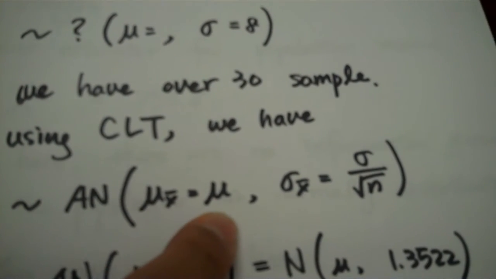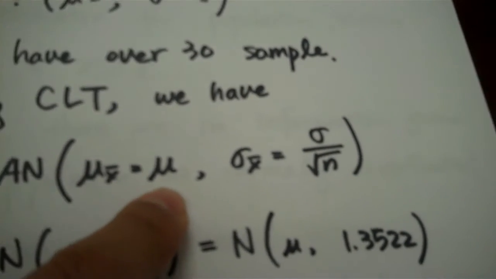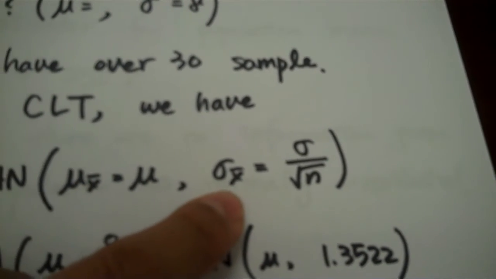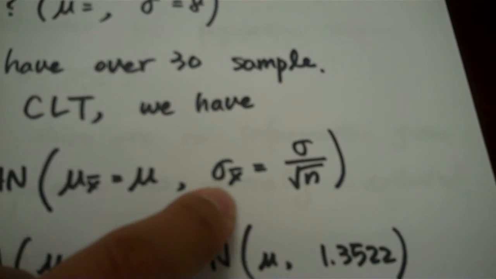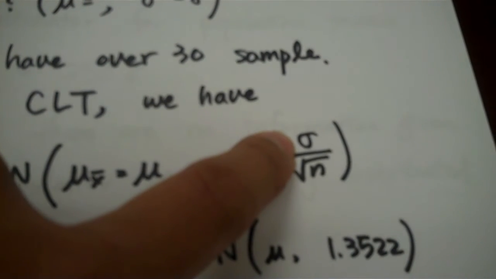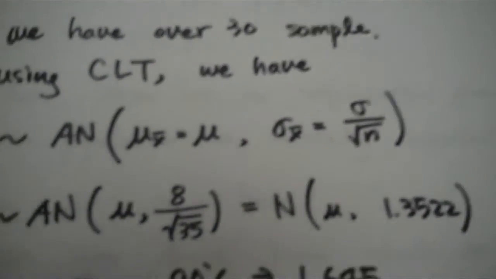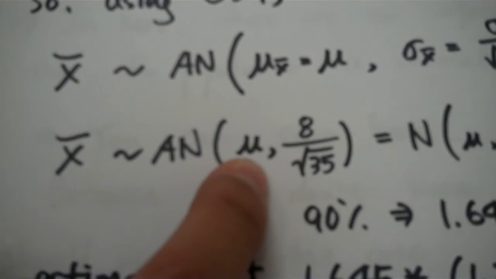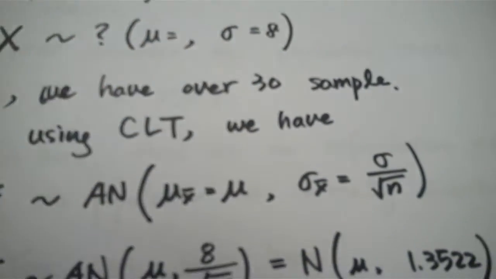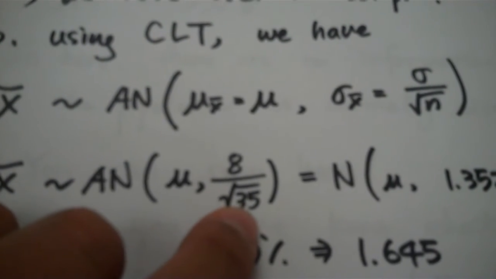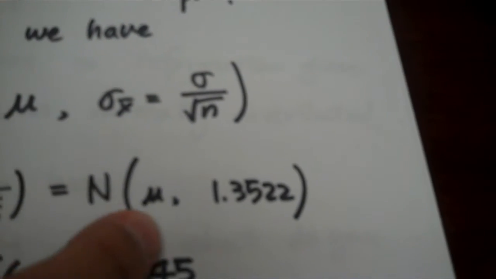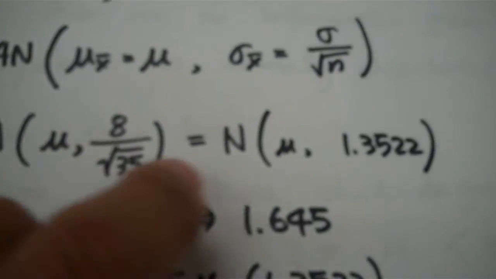The mean of the sample mean is the same as the population mean, and the standard deviation of the sample mean is the population standard deviation divided by the square root of the sample size. So X bar should follow a normal distribution with the mean we're going to estimate, and standard deviation 8 from the population, divided by the square root of the sample size 35. That was calculated as 1.3522.